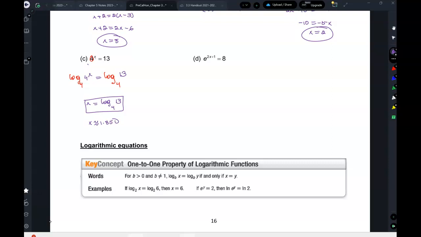Okay? All right. So here we're going to take, again, log base e of both sides, which is like taking ln of both sides. So ln of e to the 2x plus 1 is equal to ln of 8. So 2x plus 1 is equal to ln of 8.